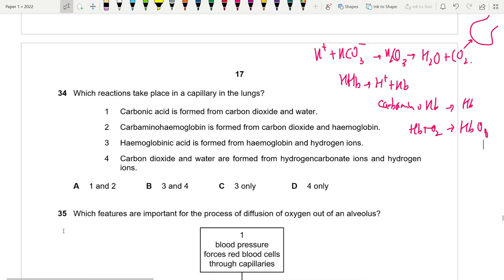Carbonic acid is formed from carbon dioxide and water. Wrong. That's the opposite reaction, actually. One is wrong. Carbaminohemoglobin is formed from carbon dioxide and hemoglobin. That is also wrong. Carbaminohemoglobin actually breaks down. Hemoglobinic acid is formed from hemoglobin and hydrogen ions. No, that happens in active tissues, not the lungs. Hemoglobinic acid actually breaks down to form hemoglobin and hydrogen ions. Carbon dioxide and water form from hydrogen carbonate ions and hydrogen ions. True. One is fine. Only D.